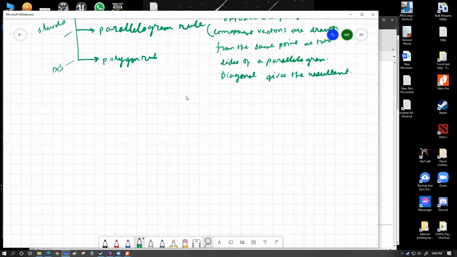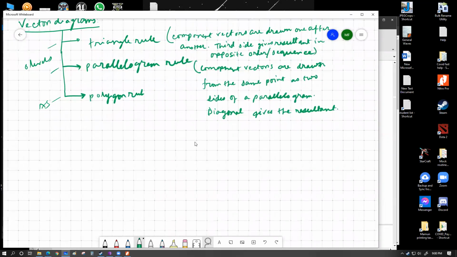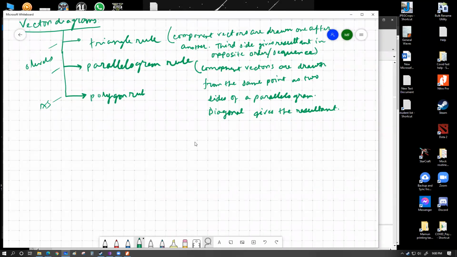To understand these two rules, let's just get a couple of things first. First of all, for both of these rules, triangle rule and parallelogram rule, we're going to see the finding process of the resultant vector for two vector quantities. So how is it going to look like? It's very simple. Let's say resultant vector r is given by two vector quantities, let's say x plus y.